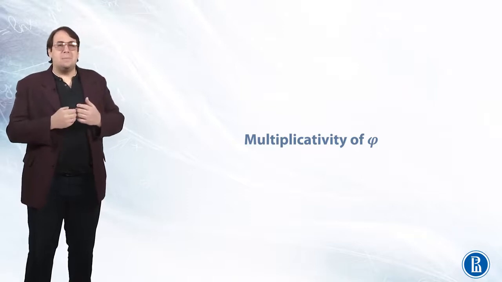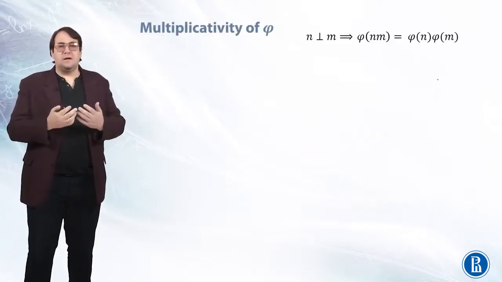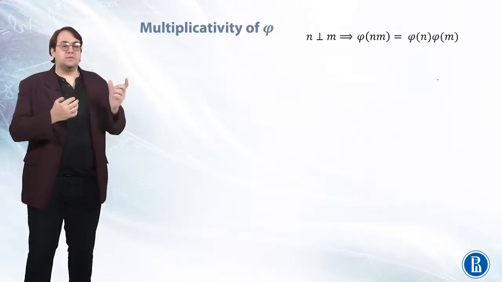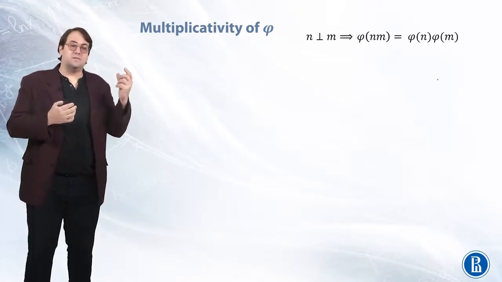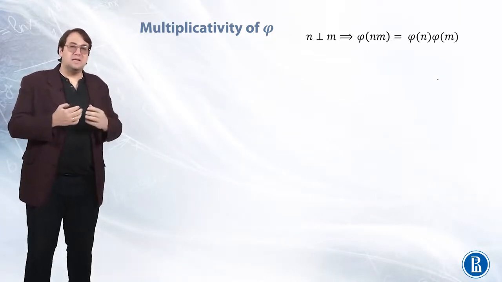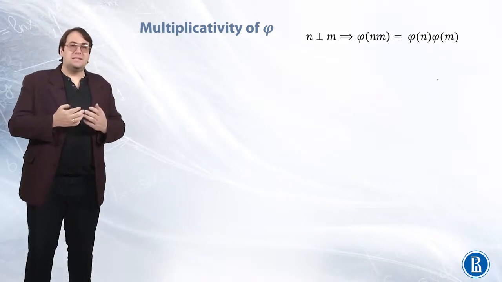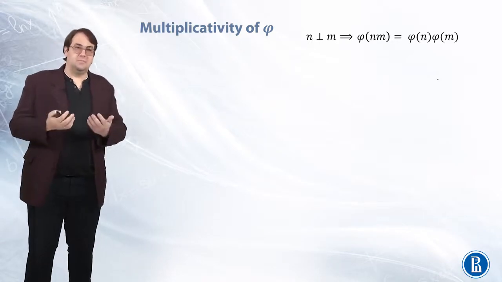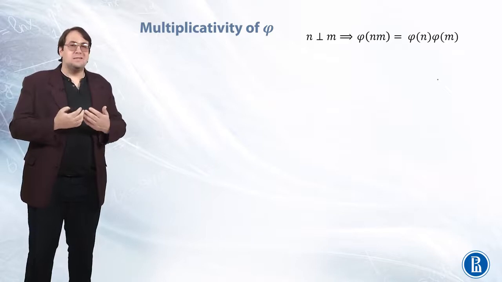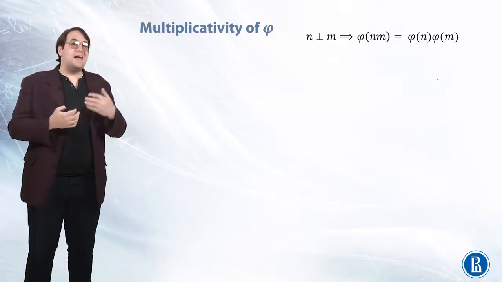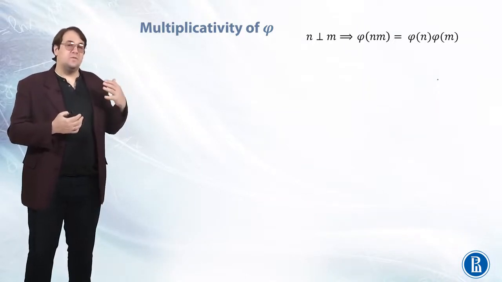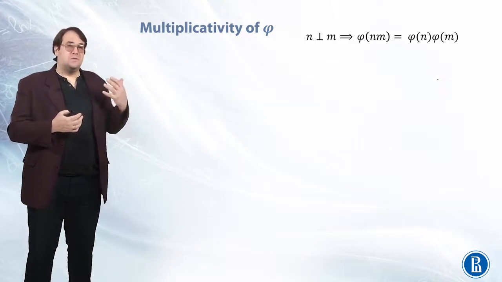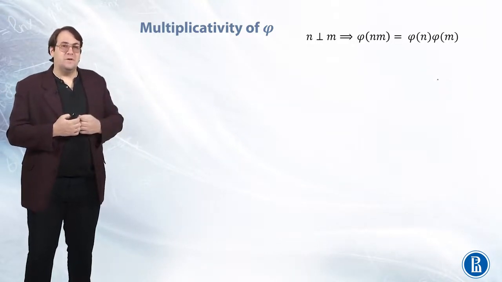Well, what is multiplicativity? It is the property of phi of the product of two numbers being equal to the product of values of phi of these numbers. As you can see, there is an additional condition which must be fulfilled: these two numbers must be mutually prime. So if n and m are mutually prime, then phi of nm is equal to phi of n multiplied by phi of m.